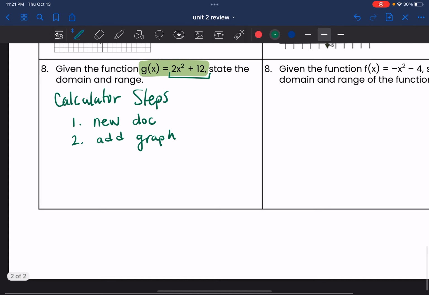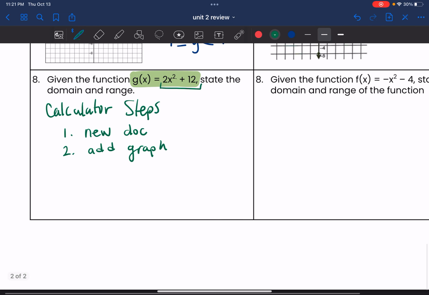Since I can't really show you the calculator here, I'm going to try my best to sketch it. It would be something along the lines of this right here. It's a parabola pointing up. And that lowest point, again, you could do this from the calculator, is going to be at 0, 12.